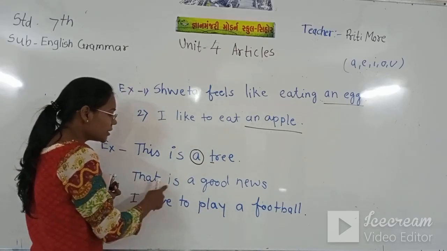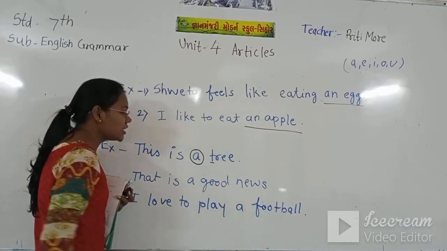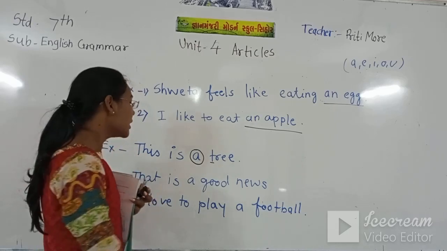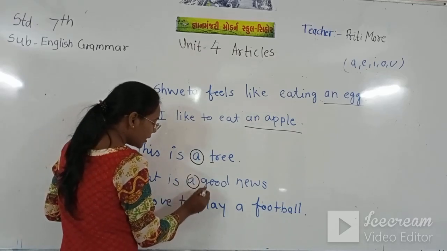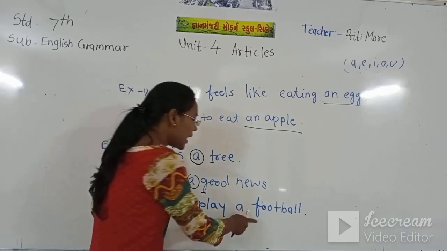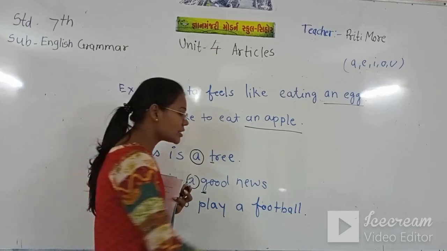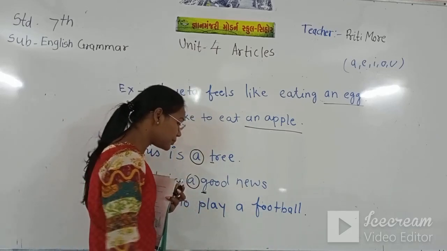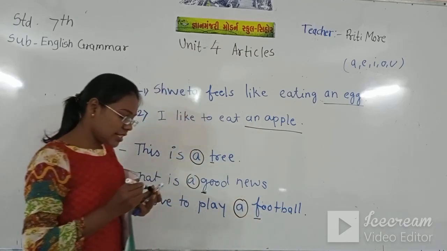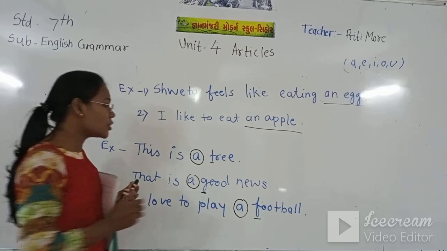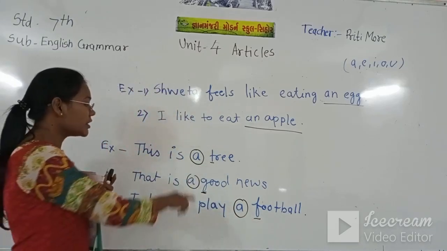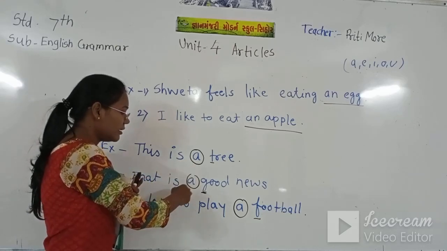So here also, that is a good news. The G is also a consonant. That's why we use here a. So I love to play a football. So we have used here a because the singular countable noun begins with the consonant T, G, and that's why we use here the article a.